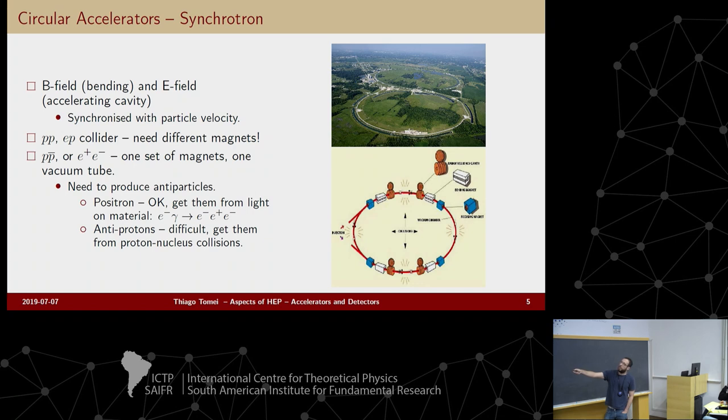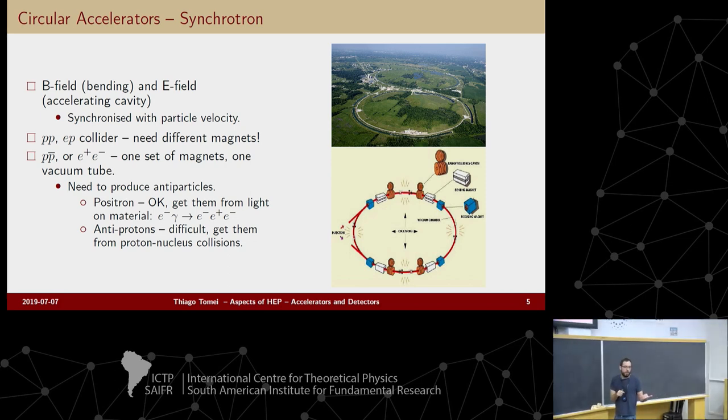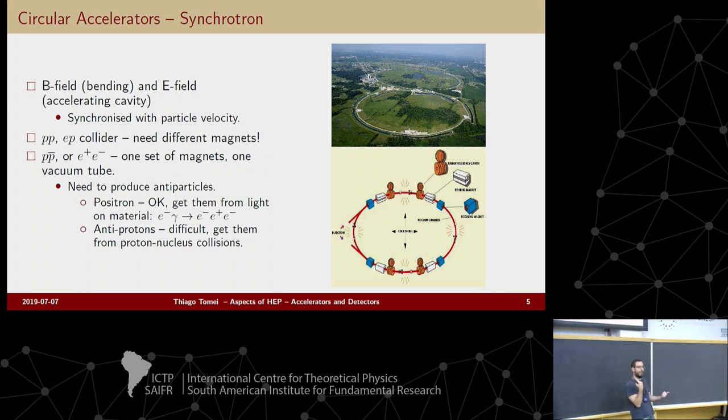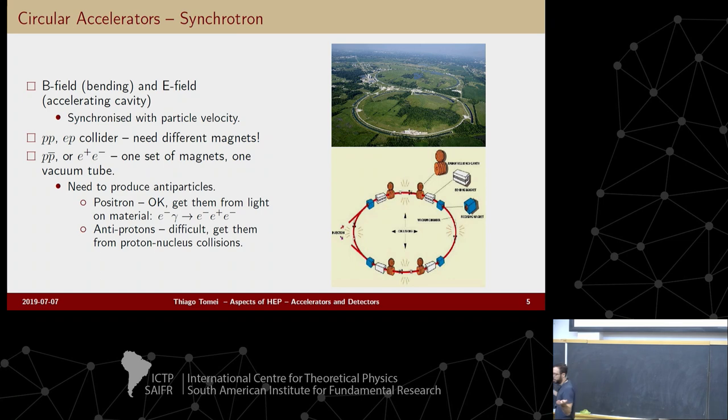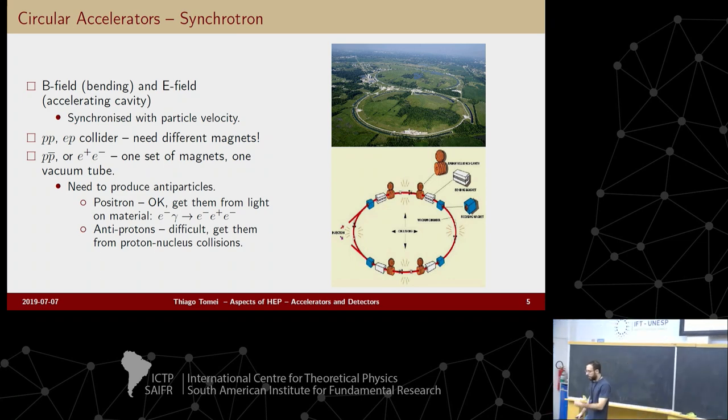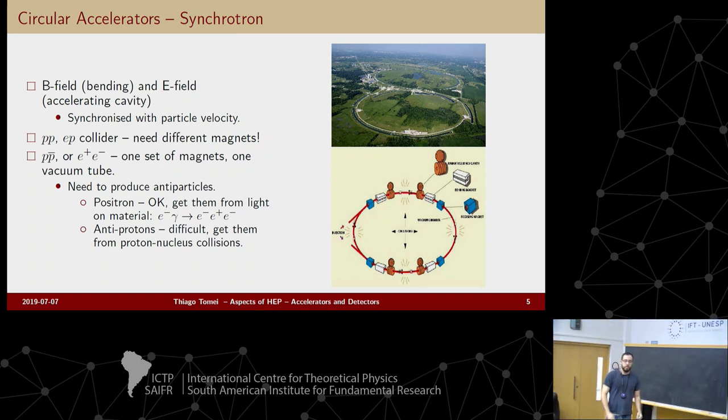On the other hand, if you go with particle and antiparticle, for instance, proton, antiproton, electron, positron, then you can use the same magnetic field, because one is moving in one direction and the other is moving in the other. So you need just one tube with one set of magnets, which is easier, right? Half the magnets, half the price, half the complexity. But you have a problem.